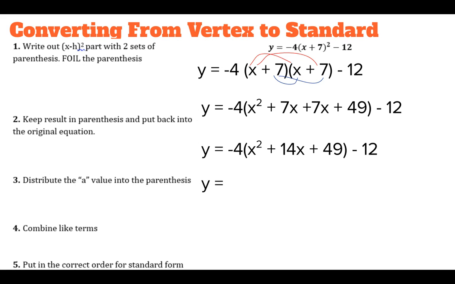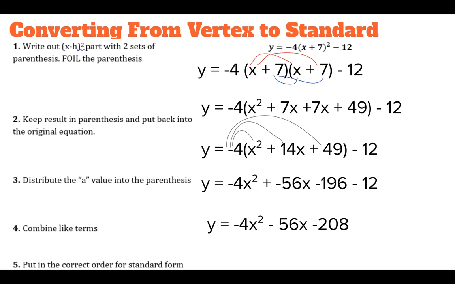Now I'm going to distribute that negative 4 into each part, and you'll notice that I left the minus 12 at the end. Once I distributed that negative 4, those parentheses go away. Now I combine my like terms, and that is my standard form.